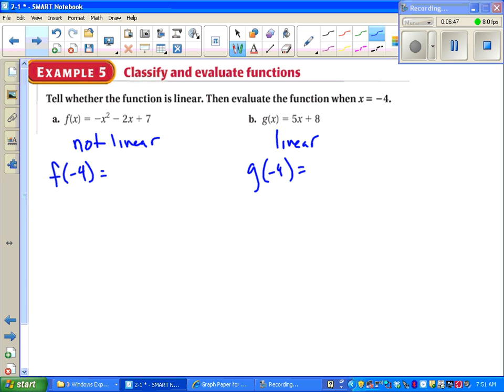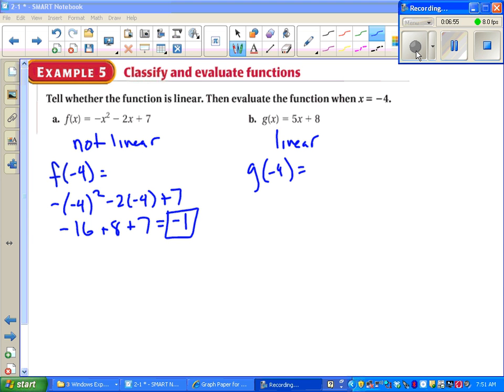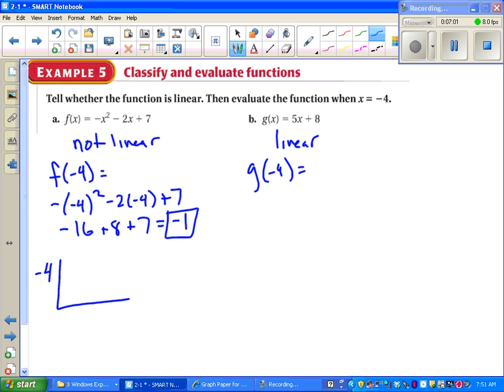And there's a couple ways we can evaluate f of -4. We could just plug the number in, and we'll get an answer. I prefer to use synthetic substitution, where I write my -4 and set up the coefficients. I say my first coefficient is -1. My next coefficient is -2 and 7. Drop my -1. -4 times -1 is 4. -2 plus 4 is 2. -4 times 2 is -8. 7 and -8 make -1. And I get my answer right away.